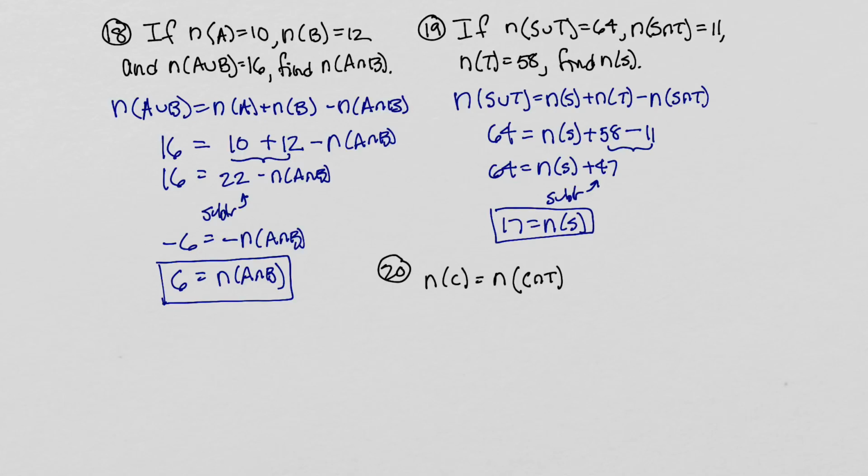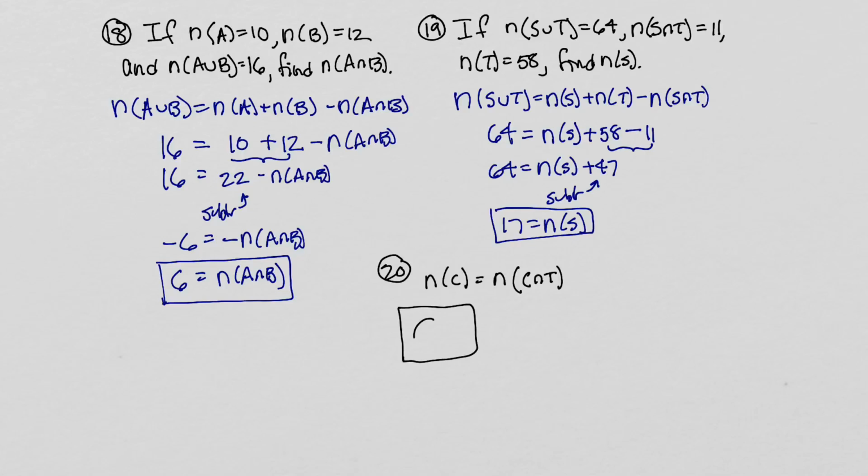Let's imagine what's going on here. We've got a set C, and the number of elements in this set is also equal to the number of elements in C intersect T. So what can we conclude about C and T in this case? Well, let's draw some pictures here just to get an idea of what could happen.